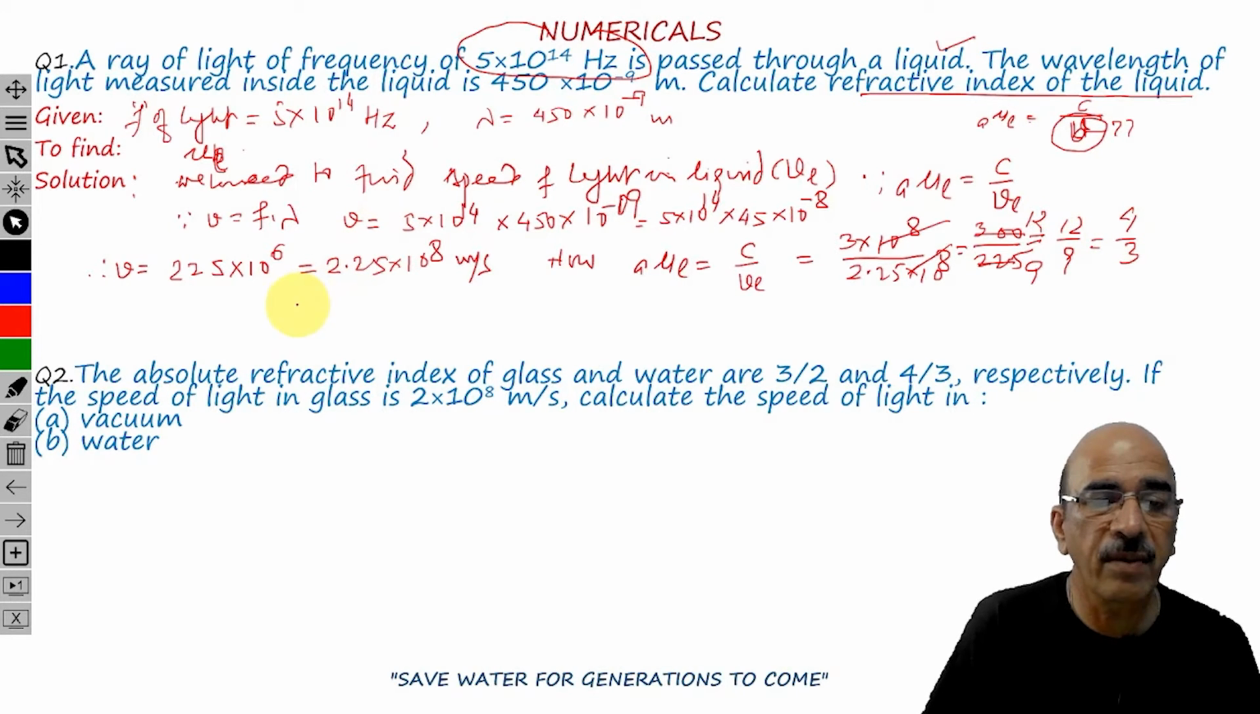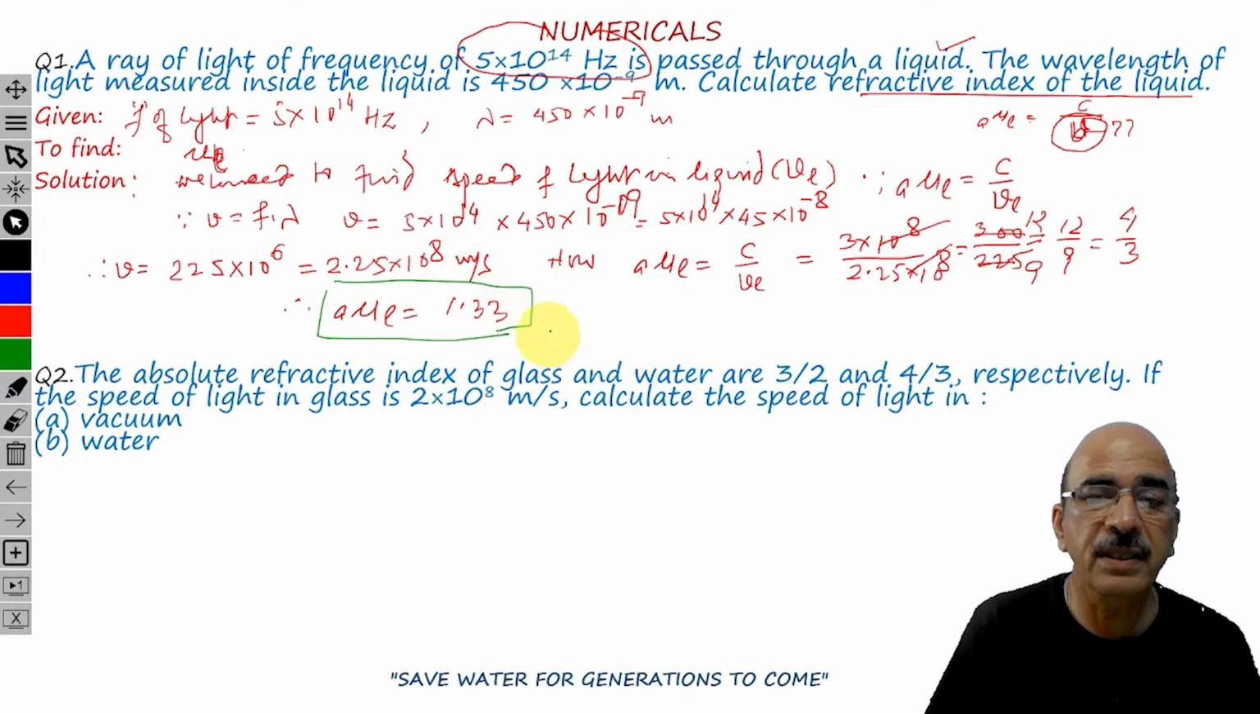Okay, so therefore refractive index, it will be 4 upon 3 means 1.33 आंसर. ठीक है, तो ये हमारा रिफ्रैक्टिव इंडेक्स आ गया लिक्विड का. Yes, so this way we can solve the question here.